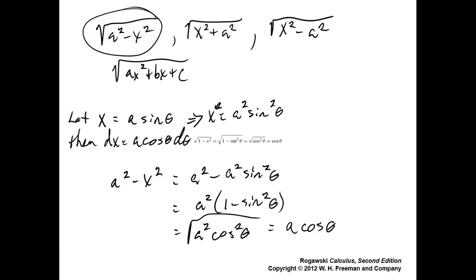If you have that in the denominator and do this substitution, and you have a dx on top, the dx has a cosine theta in it. Hey, look at that. It works out really, really nicely. And you can do the same thing for the others. What would be your suggestion for the x in the middle one there? No, not sine. Tangent. A tangent theta.